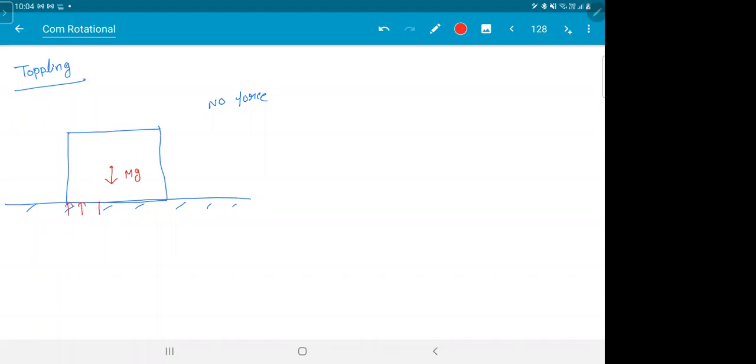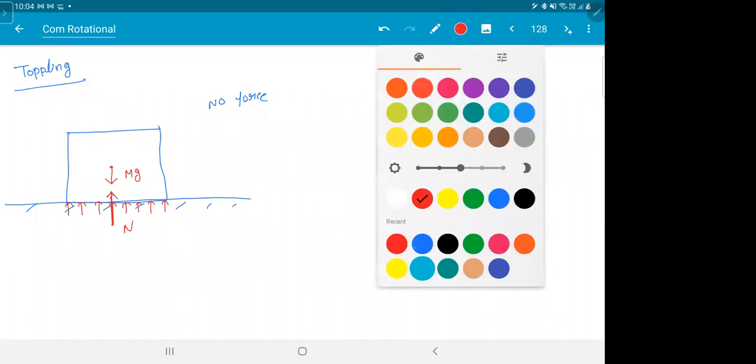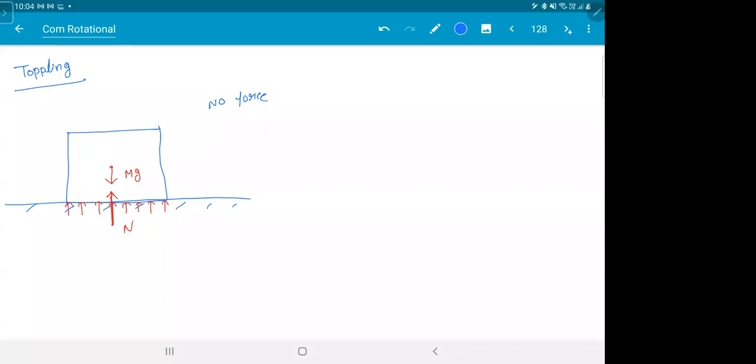This N is everywhere. Because what is normal reaction? N is the force due to being in contact. But what we do is always draw the average, just for our convenience. Who will draw so many lines? So for convenience, we draw N at the center. What actually happens is the normal force is acting at every point of contact.